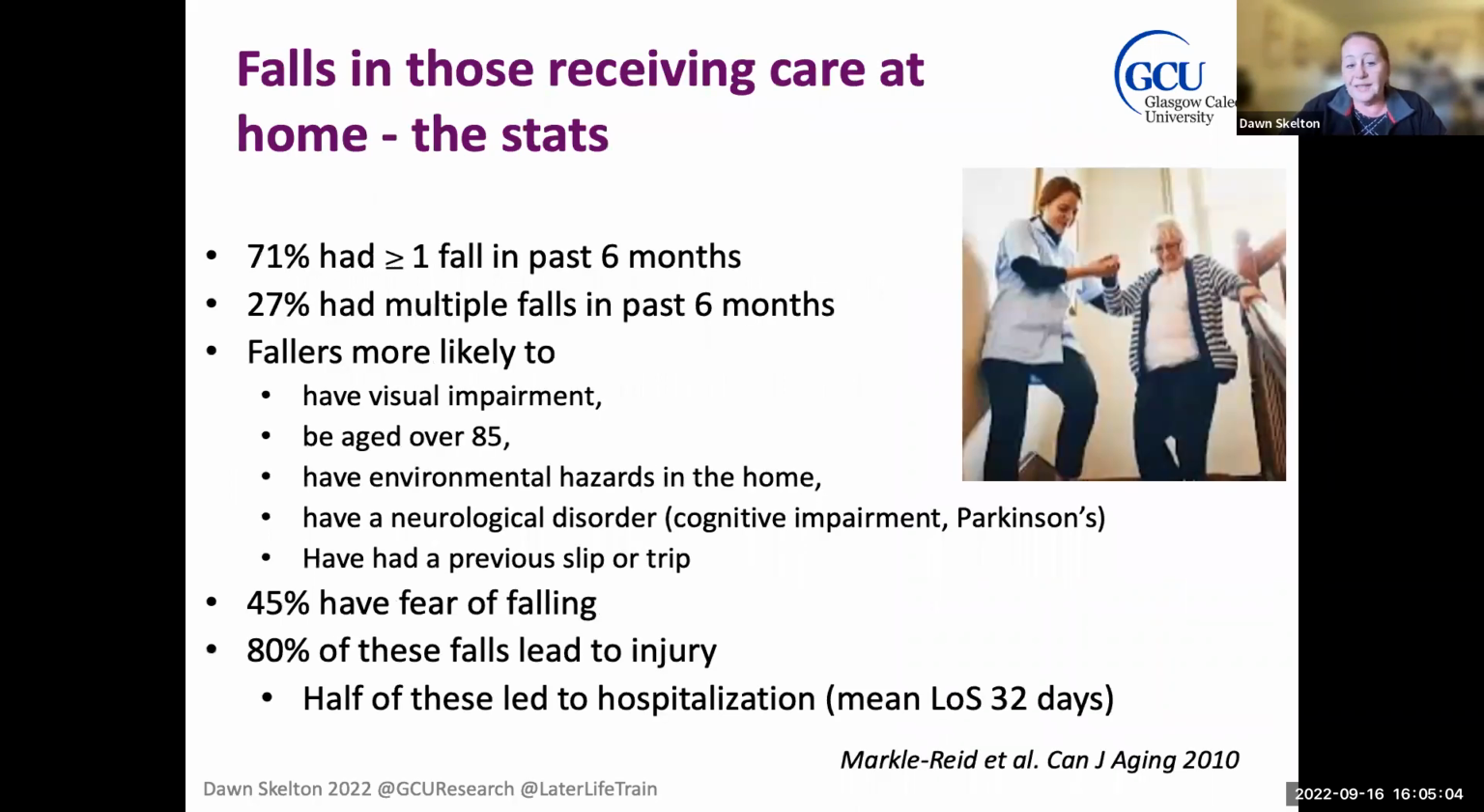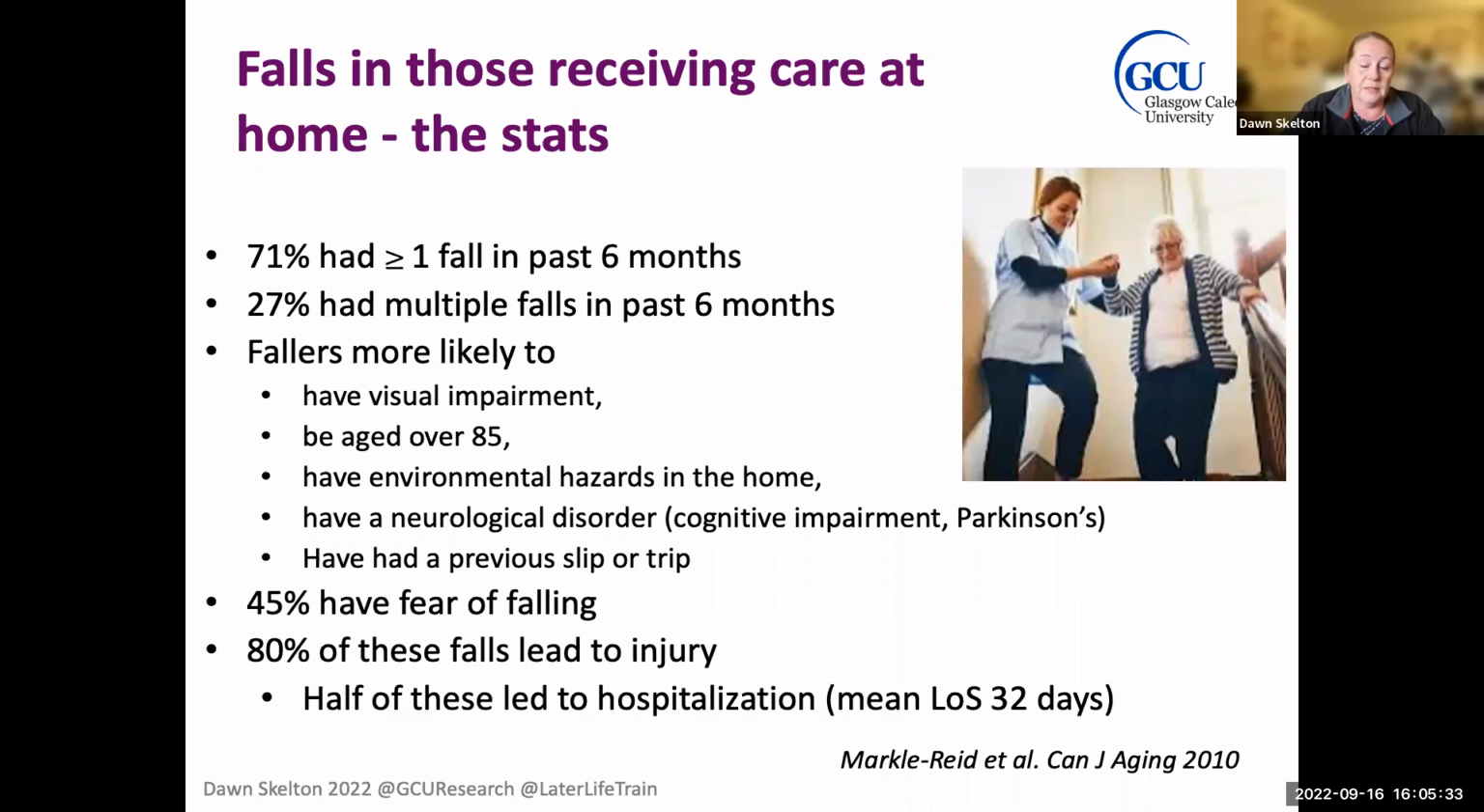What about those receiving care at home? There's a lot less research actually into this area and this population of older adults, but one study has looked at the prevalence and has found that it's give or take about 70% of people who are receiving care at home will have had one fall in the last 6 months, and approaching 30% are multiple fallers, so they'll have multiple falls in that past 6-month period.